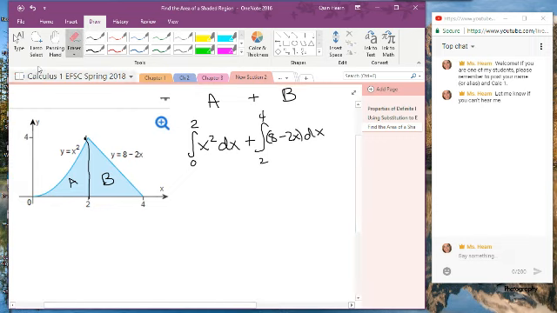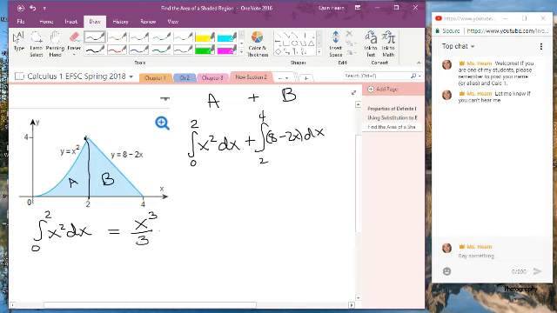Okay, to evaluate a definite integral means to find the antiderivative and then plug in the bounds and subtract. So let's do each one individually. The integral from 0 to 2 of x squared dx. The antiderivative is going to be based on the rule we just discussed, which is when you have x to a power, you integrate by adding 1 to the exponent and dividing by it. So we're going to have x cubed over 3.